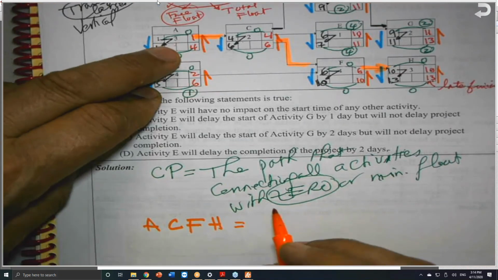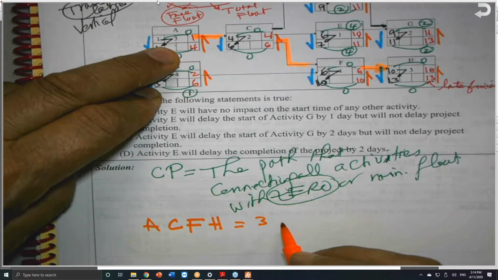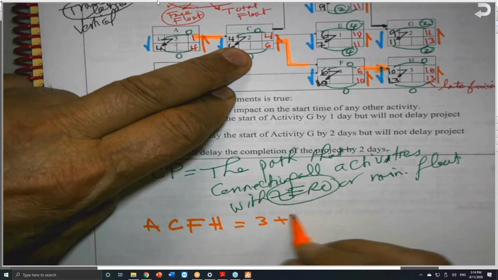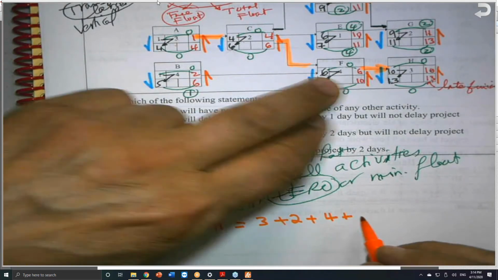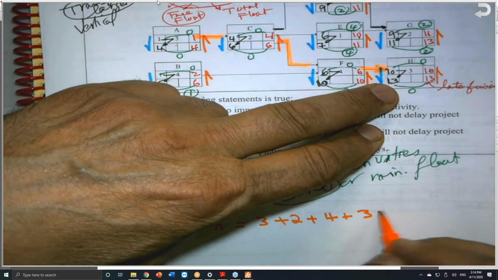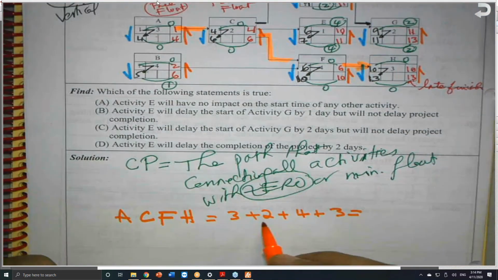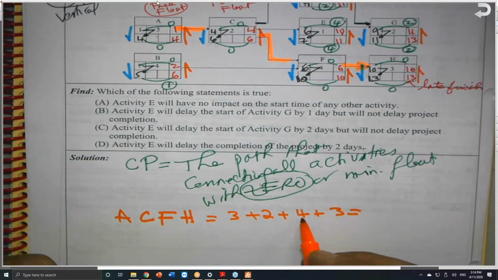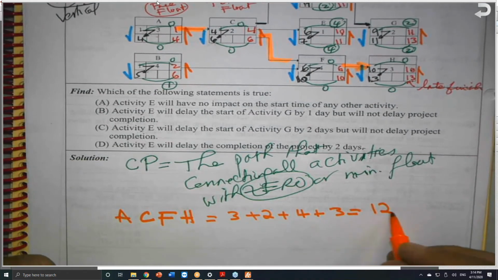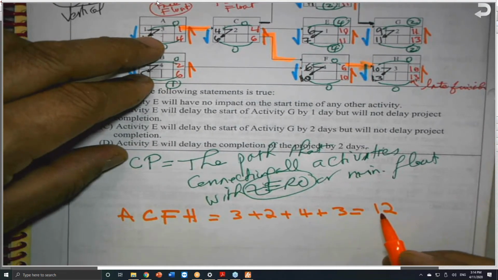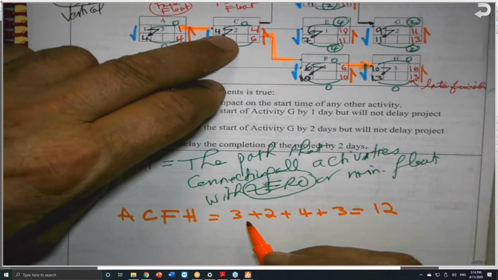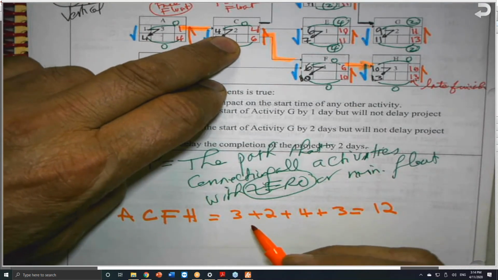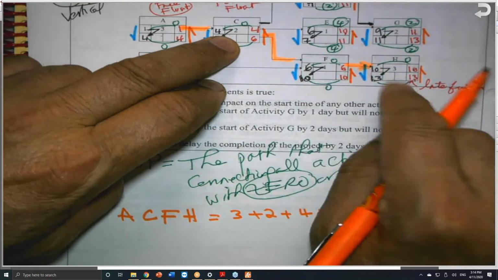Let's look at the durations. A has 3 days. C has 2 days. F has 4 days. And finally H has 3. So 3 and 2 is 5, 5 and 4 is 9, 9 and 3 is 12. Did I get it correct? Did I miss any? This is 3, this is 2, this is 4, and this is 3. Okay.